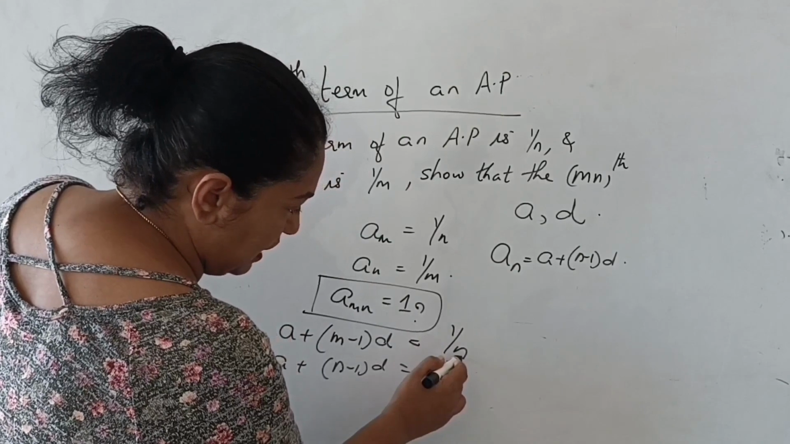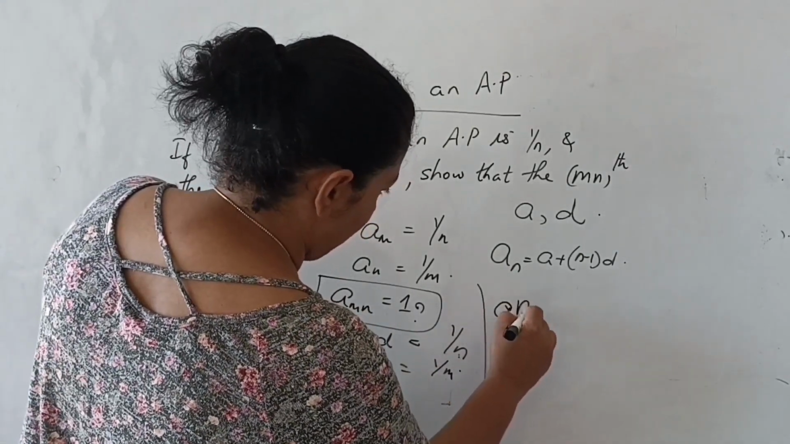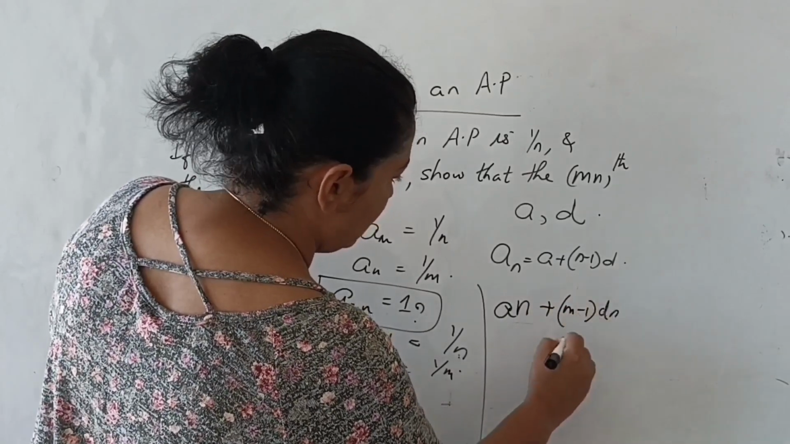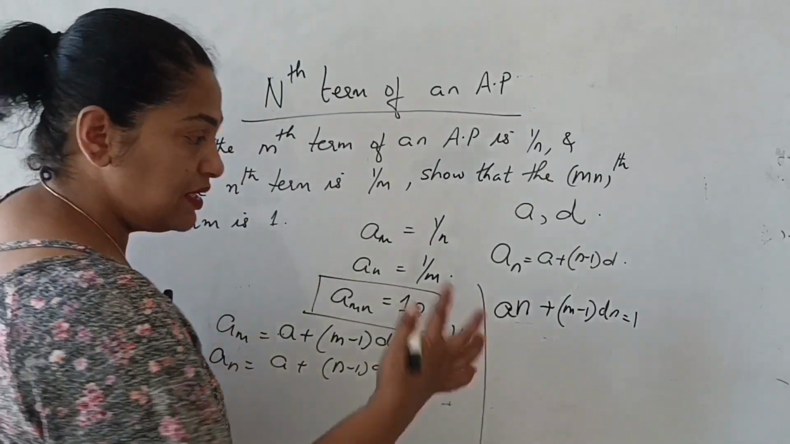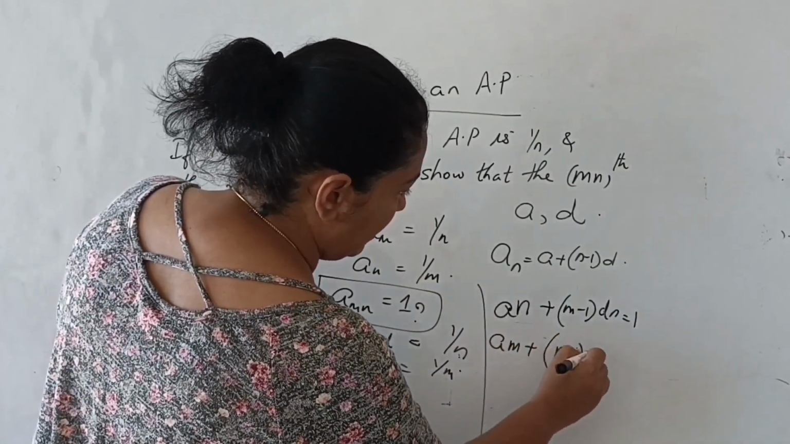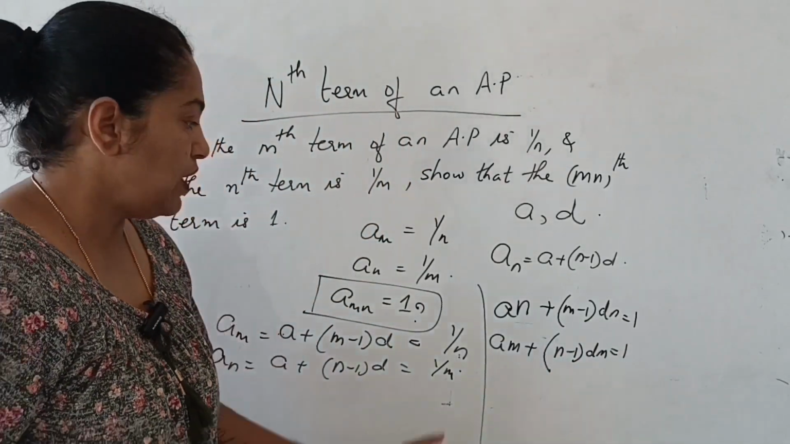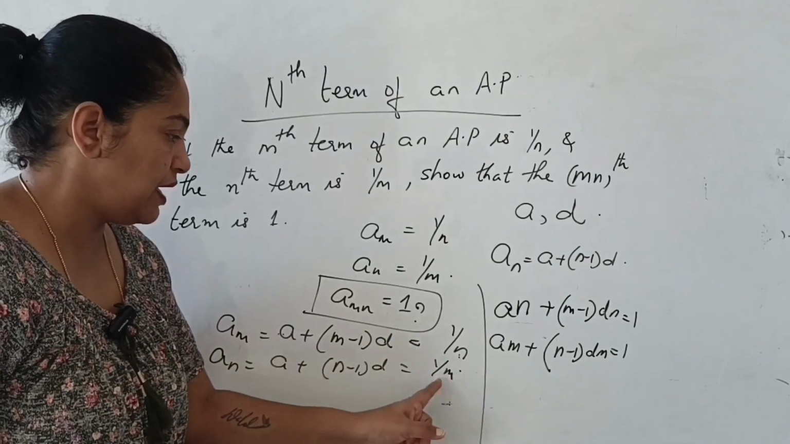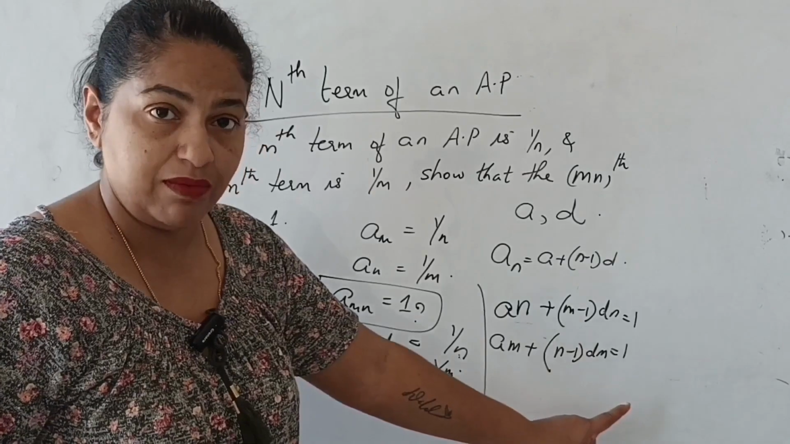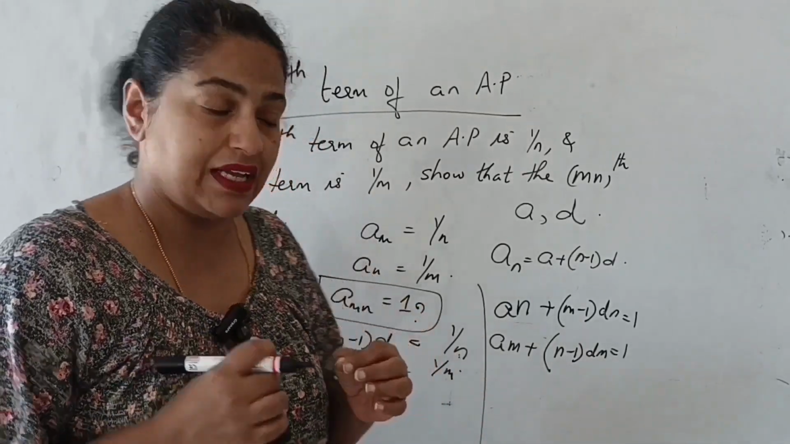When I am cross multiplying this n to this particular side, what would I get? I will get a plus m minus 1 into d, into n, is equal to 1. Now a plus n minus 1 into d, into m, is equal to 1. I have multiplied n here and I have multiplied m over here. It is basic cross multiplication and this is what I am getting. Now, I cannot do anything with this, so I am going to open the bracket.